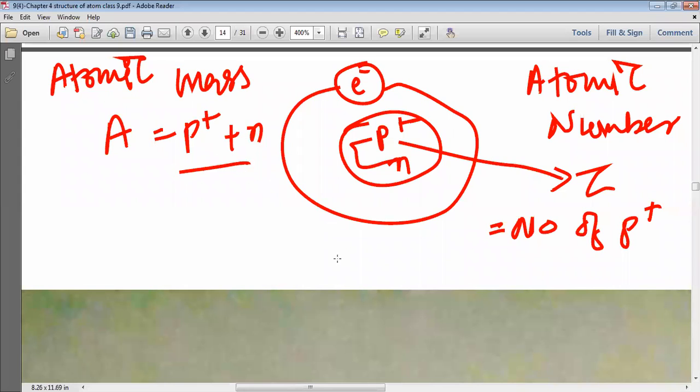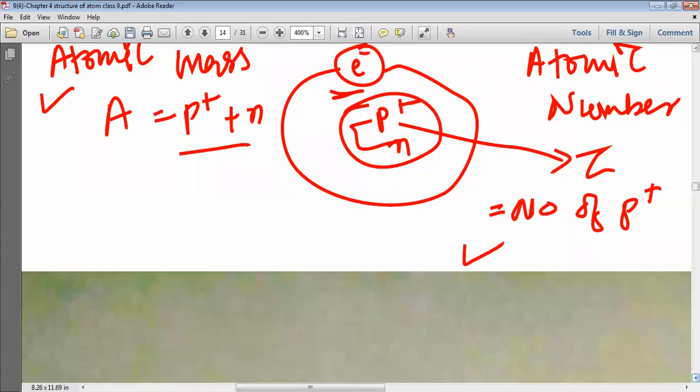My dear students, please remember that your A, that is atomic mass, is equal to the number of protons plus the number of neutrons. The number of electrons is not utilized to determine either the atomic mass or atomic number. So we will be depending on the number of protons and the number of neutrons to determine the atomic mass or atomic number.